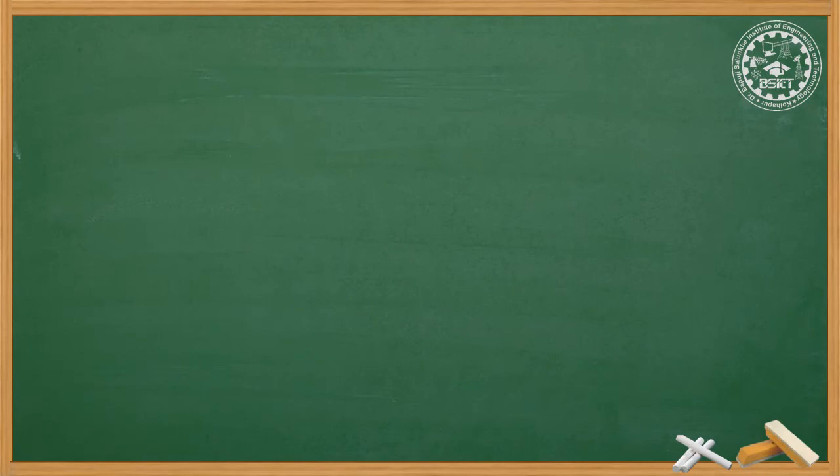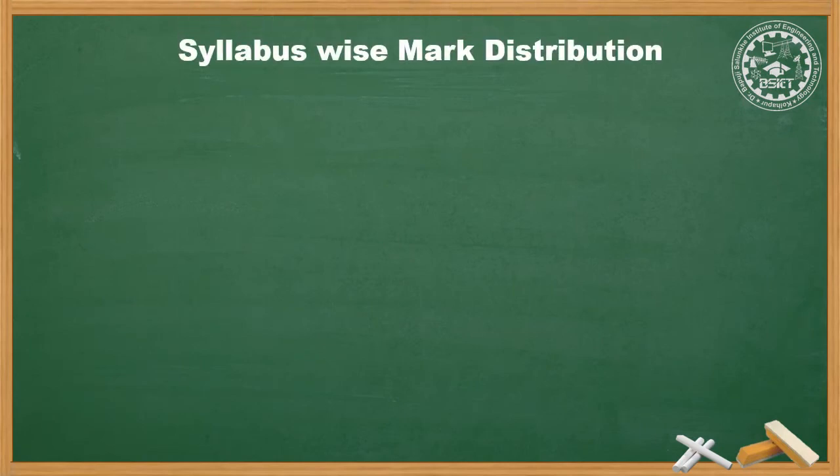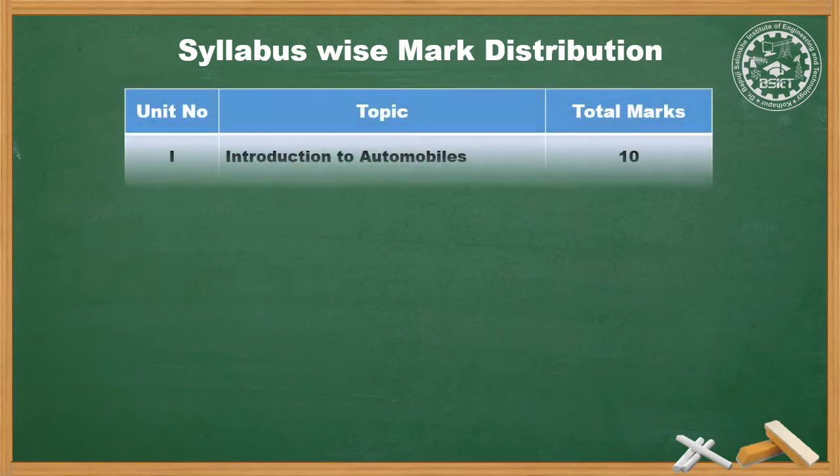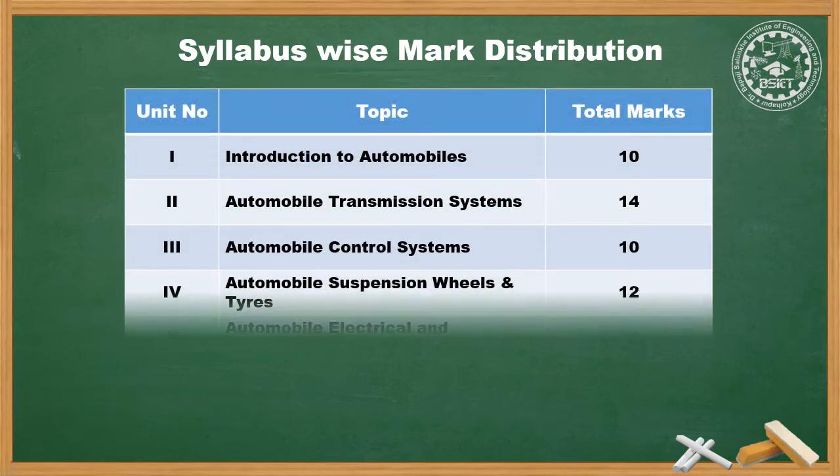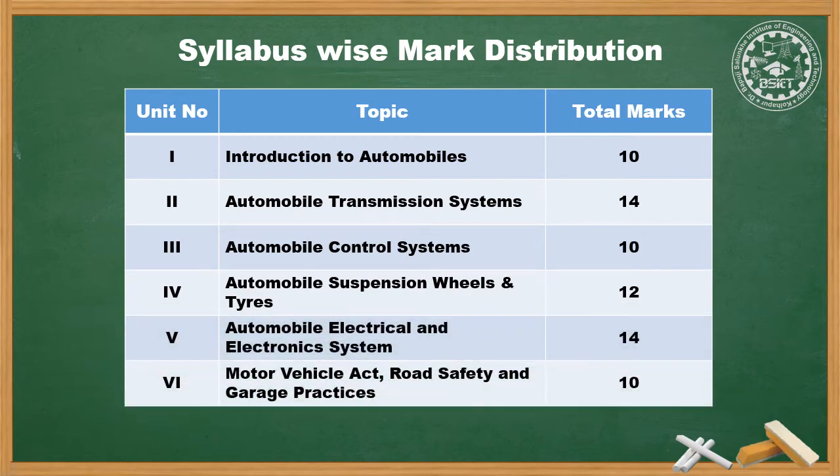Let us discuss the syllabus wise mark distribution for this subject. There are total 6 chapters for this subject. The mark distribution for each chapter is given below in the table. There are total 6 chapters, as I said. First is Introduction to Automobile, which carries 10 marks. Second is Automobile Transmission System, which carries 14 marks.